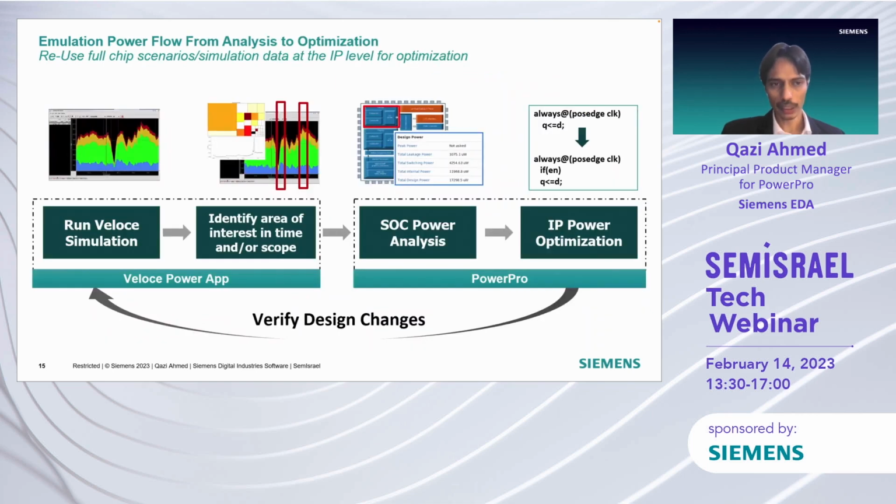And what happens is you run Veloce simulation, and if you identify your areas of interest, for example, you want to find out areas of peak power, or potential IR drop, you can isolate those areas using Veloce and then run power analysis on that part or power optimization on those portions which you think are the regions of interest.